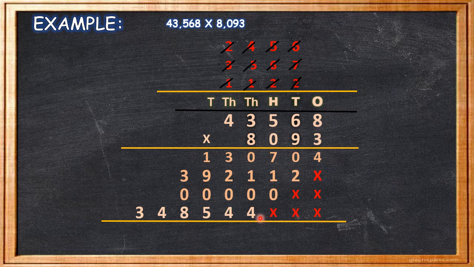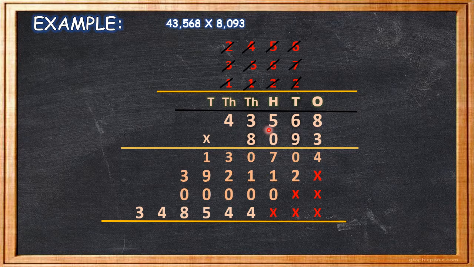8 8s are 64, 4 here. Why 3 cross? Because we are multiplying from thousands place, so we will be writing product from thousands place only. Yes, children. So 4, 8 8s are 64, 4 here, carry over 6. 8 6s are 48, 48 plus 6, 54. 4 here and 5 carry over here.